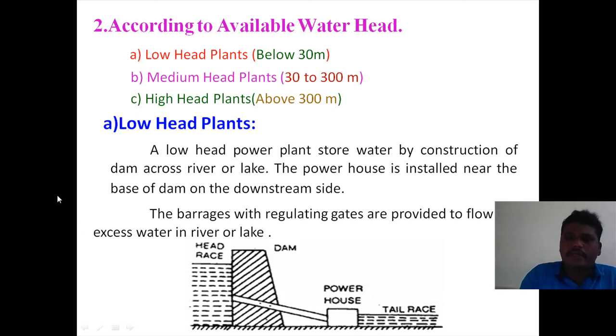Now this is a low head power plant, with the head race. The dam is constructed over the head race. Now this is a penstock. Whenever the gate is opened, the water goes into the penstock and strikes the turbine in the powerhouse. There will be a tail race. The powerhouse is nearer to the dam, so you have to provide the powerhouse here, very near to the dam. This is a low head power plant. The head is very low. That's why it is called a low head power plant.